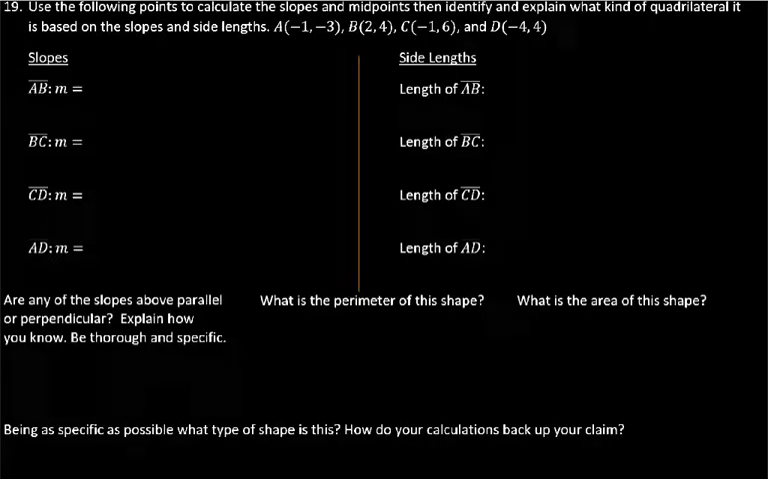Number 19 here, last problem. We have some points. We need to find the lengths of the line segments. We need to find the slopes of the line segments. And then the question asks us about: are they parallel, perpendicular, perimeter, area, and what kind of a shape is it? So we have a lot of work to do here.